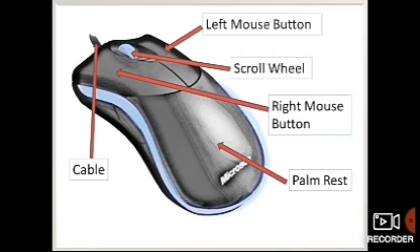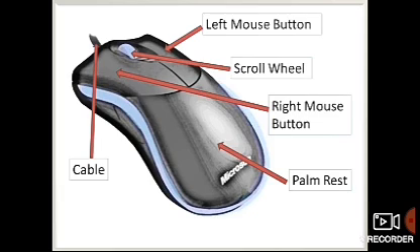Now, I will tell you about parts of mouse. A mouse is attached to the CPU with a long wire. As shown on your screen, a mouse has a cable. That cable is attached to the CPU. So, the mouse wire connects with the CPU.